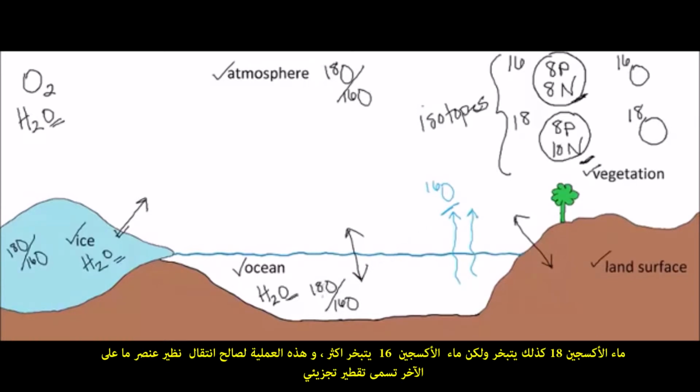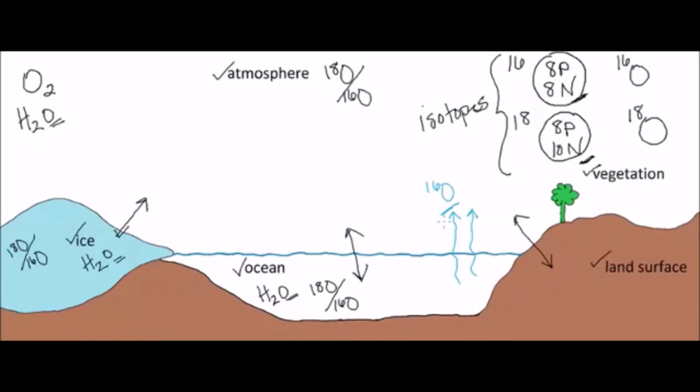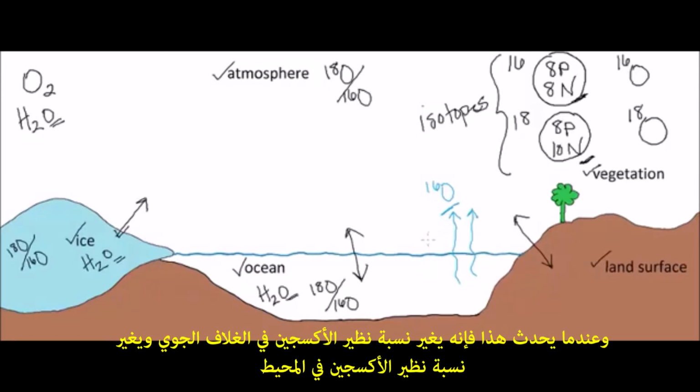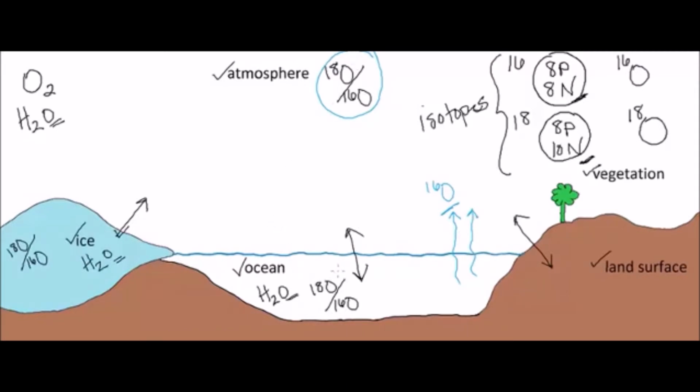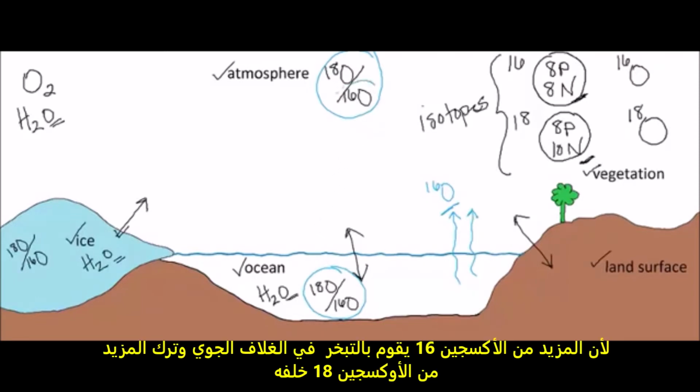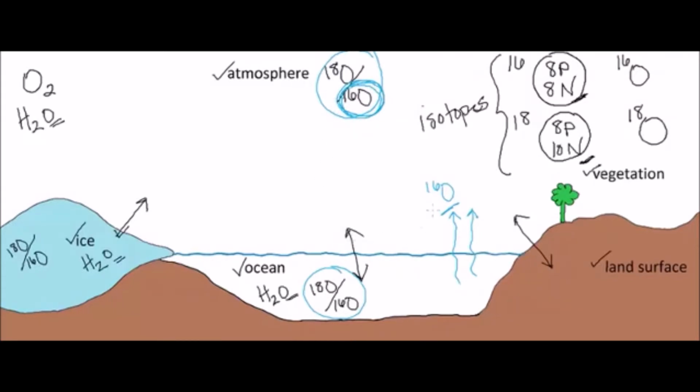Now, some of the O18 water also evaporates. It's just more of the O16 does. This process of favoring the transfer of one isotope of an element over another is called fractionation. And when this happens, it changes the oxygen isotope ratio of the atmosphere, and it changes the oxygen isotope ratio of the ocean, because more O16 is being evaporated into the atmosphere and more O18 is being left behind.